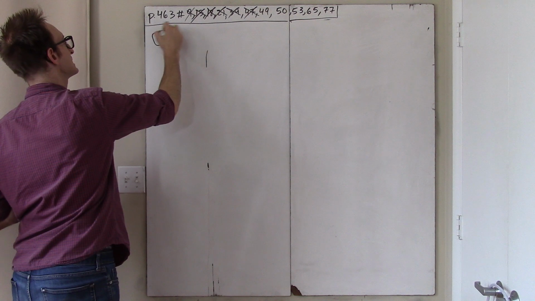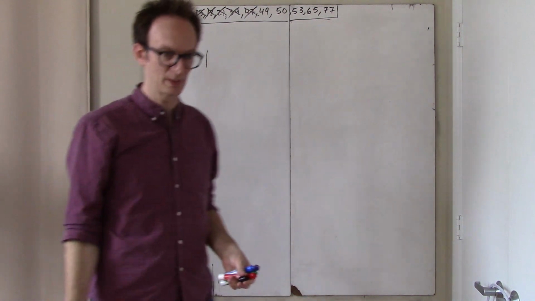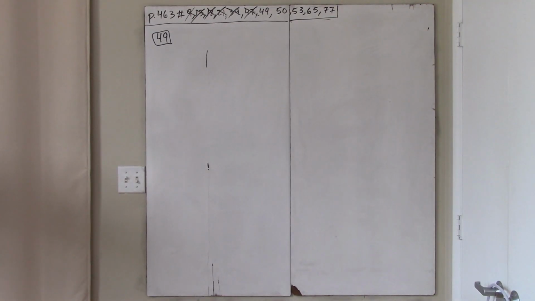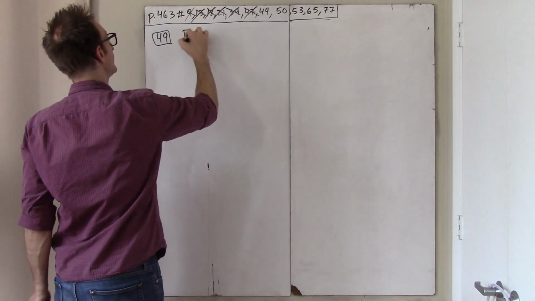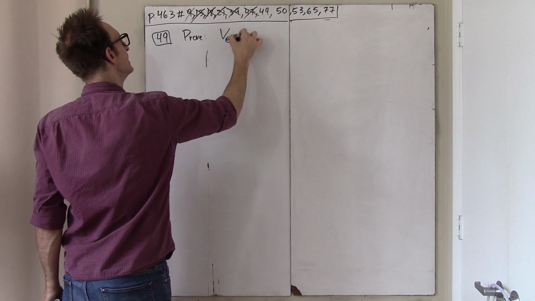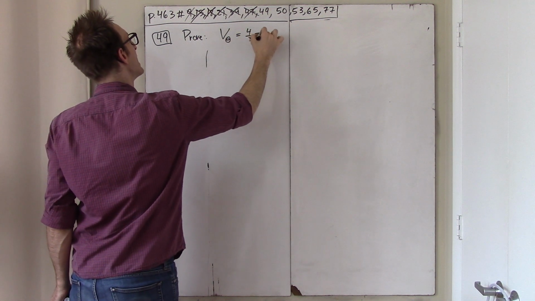I think this is kind of an incredible moment of your life. You're going to find the volume of a sphere right now. All right, well, let's go. Prove that the volume of a sphere is 4/3 pi r cubed.